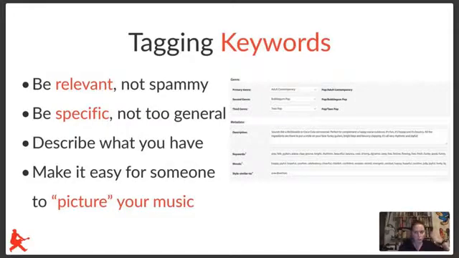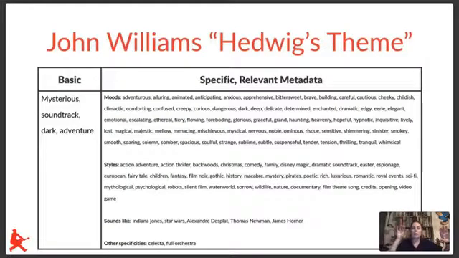Okay, now to give you a more specific example, let's compare. This is the Harry Potter theme. The lazy musician would just go with basic keywords like mysterious, soundtrack, dark, adventure to describe a track like that. But if you put the work up front, you can be really specific and relevant. You could add bittersweet, haunting, heavenly, hopeful, hypnotic, waterworld, sorrow, wildlife.